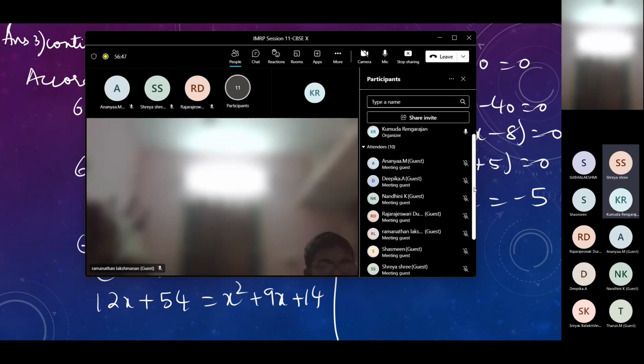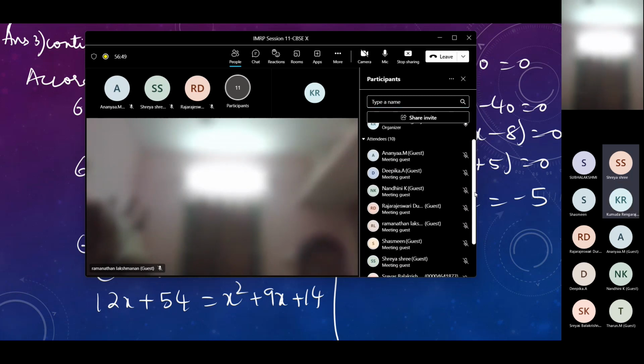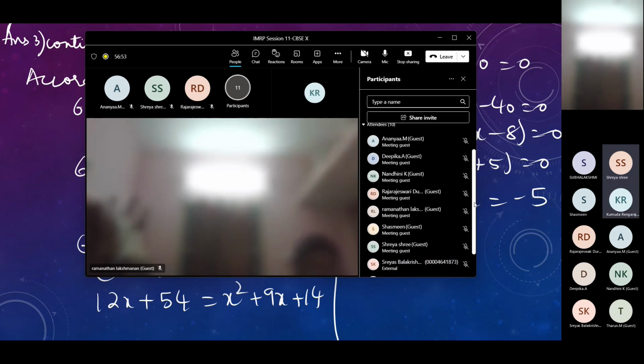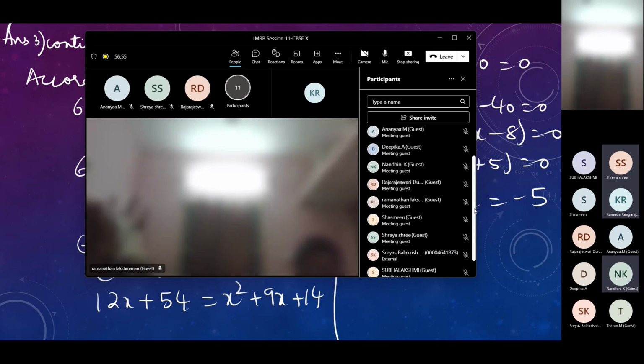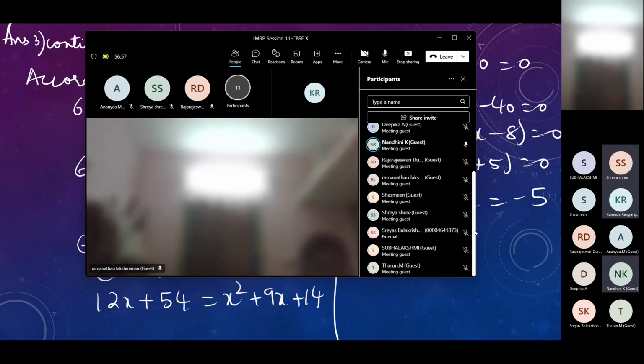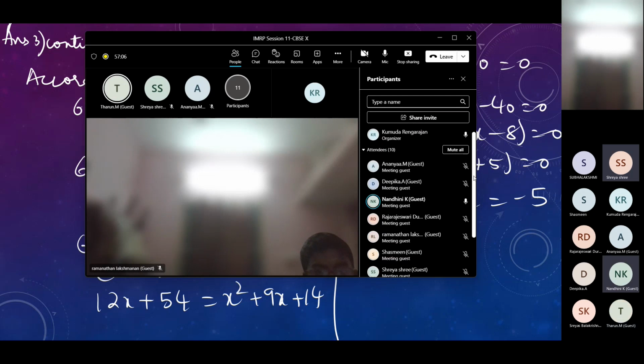Okay, Ananya has been answering. Deepika is very quiet. Okay, Nandini, Rajeshwari answered. Ram, Sashwin, Shreyashri, Balakrishnan, Shreyas, Lakshmi and Tarun. I didn't have time to work. Ma'am, since I joined it.